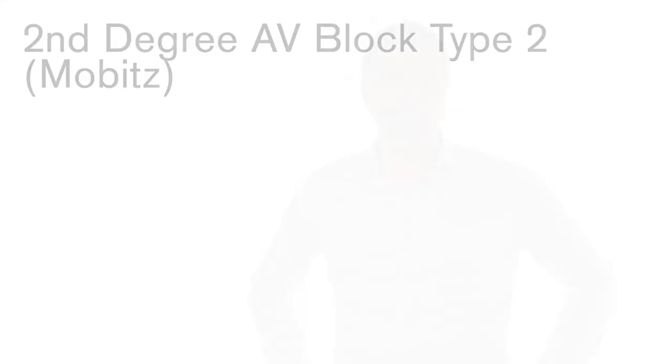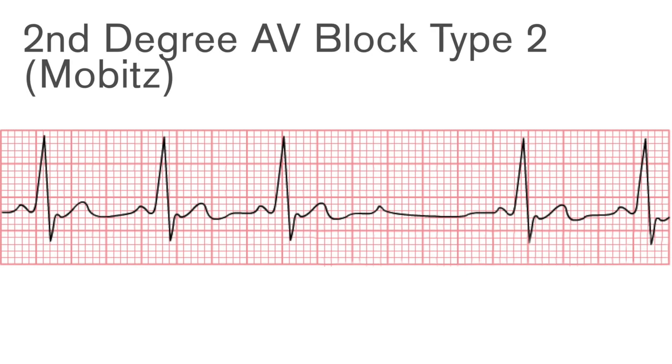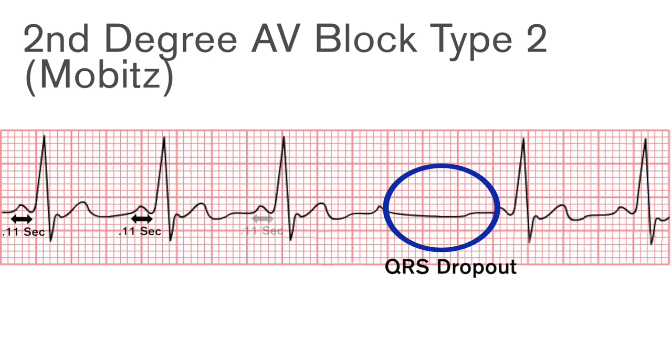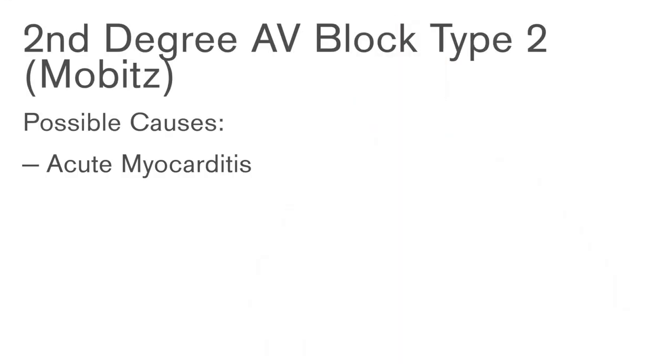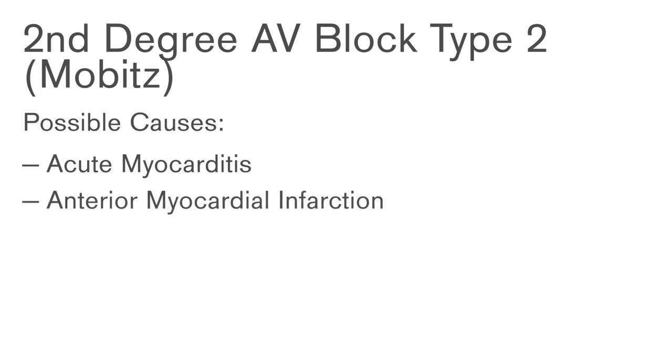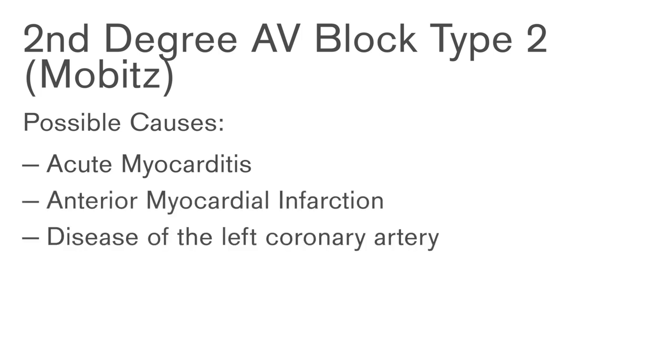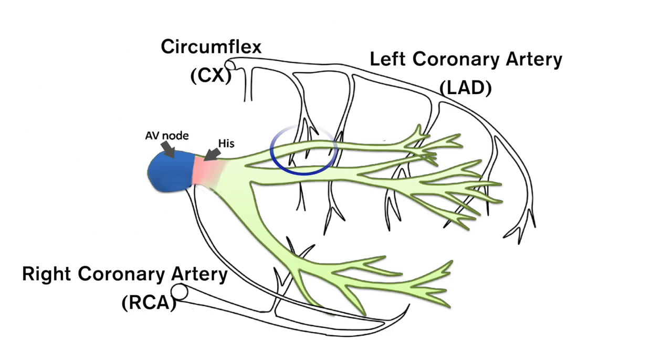In a second degree AV block type 2, also called Mobitz 2, you'll also see a QRS dropout, but the PR interval is constant. It is a class 1 pacemaker indication, as it is more likely to progress into a complete heart block. But what causes second degree type 2 AV block? There's acute myocarditis, anterior myocardial infarction, and disease of the left coronary artery, as this condition occurs in the bundle branches, which are irrigated by the left coronary artery.